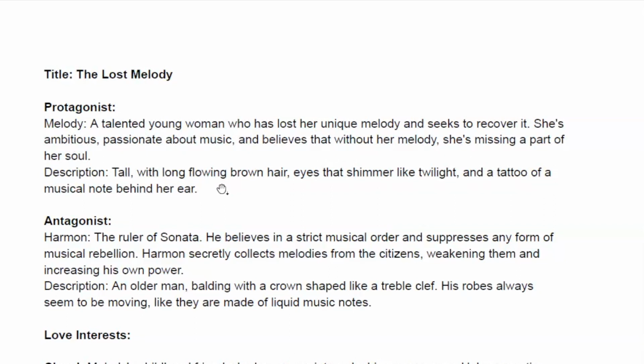So you need to not only talk about who they are inside, you got to talk about outside too. So her description is tall, with long flowing brown hair, eyes that shimmer like twilight, I mean she has like bright eyes, and a tattoo of a musical note behind her ear. That's a little weird, putting a tattoo here, no one can really see it, but it's fine. Okay, so next we have our antagonist, okay, the bad guy.